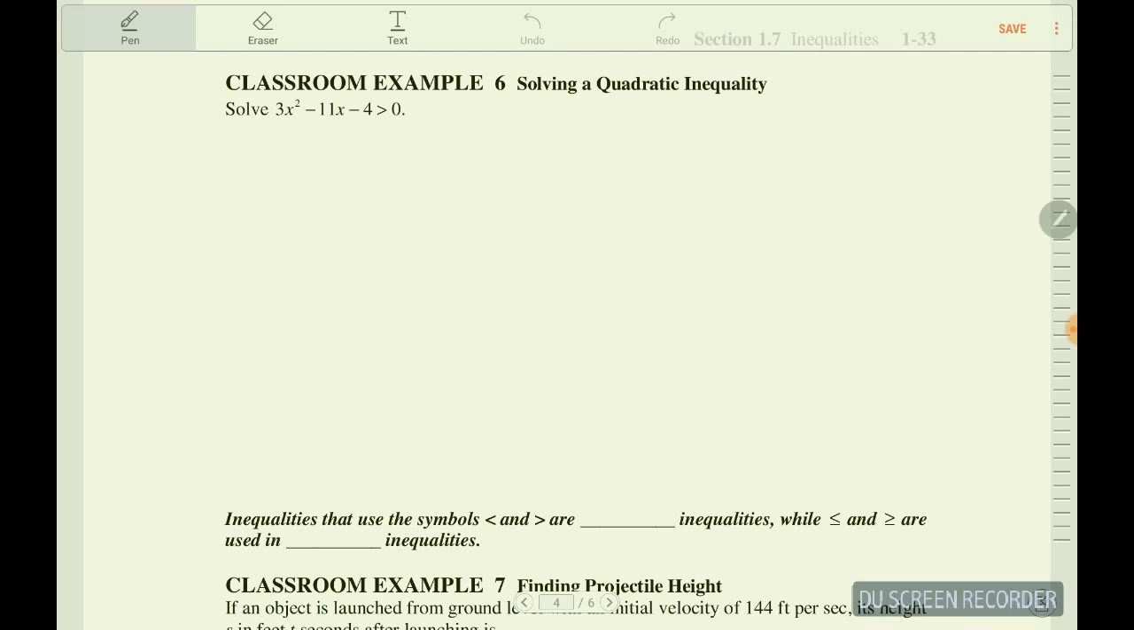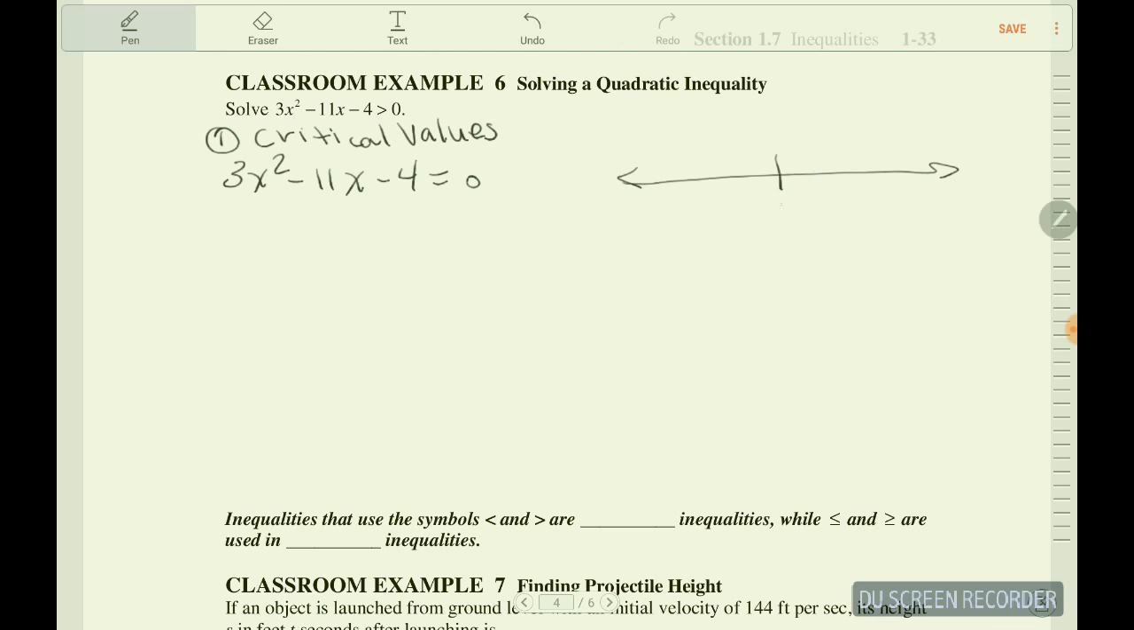All right, so once again, I'm going to pretend that I have an equivalence symbol there. 3x squared minus 11x minus 4 equals 0. And I'm going to solve that to find my critical values of x. And I will use those critical values to split up my real number line into sections.